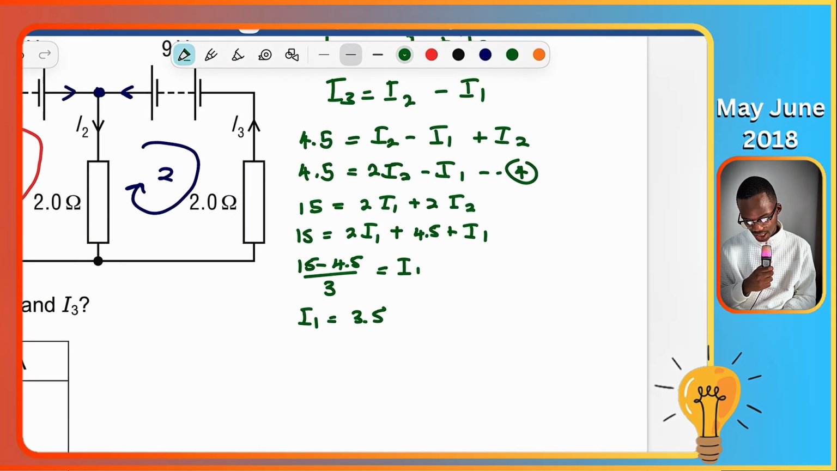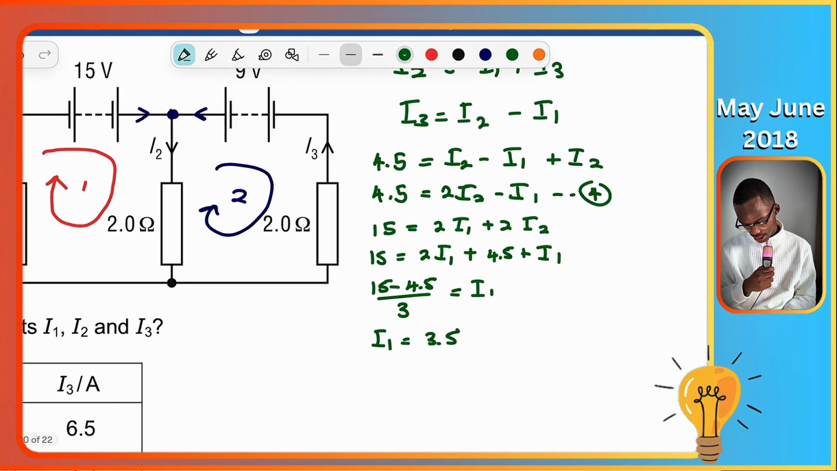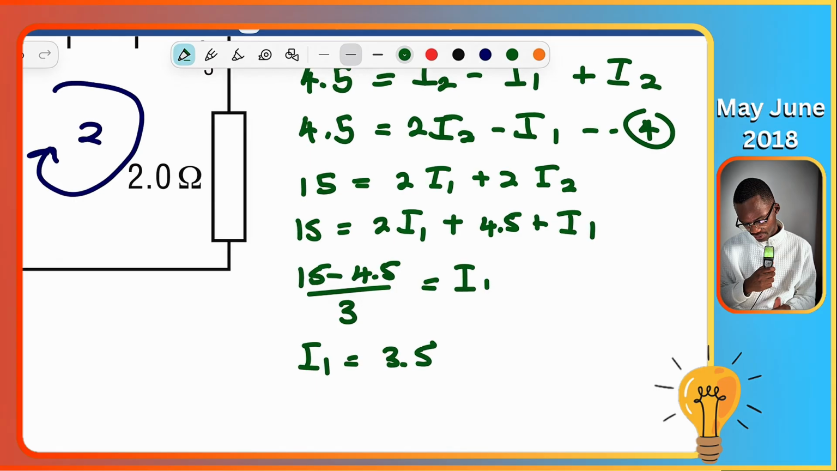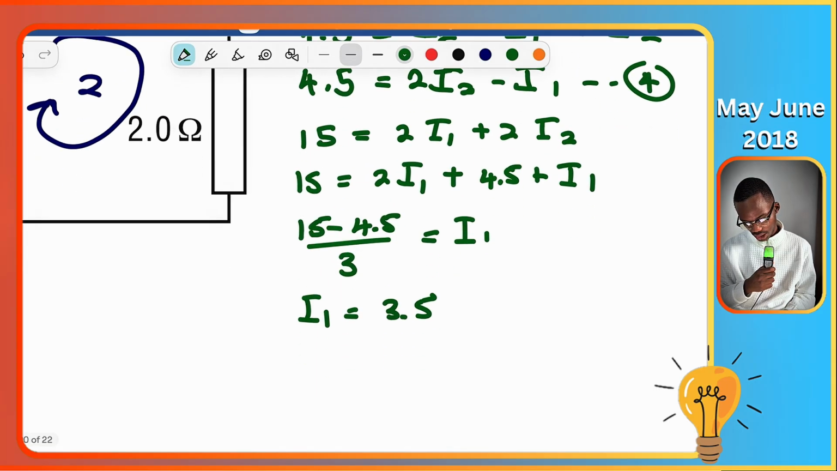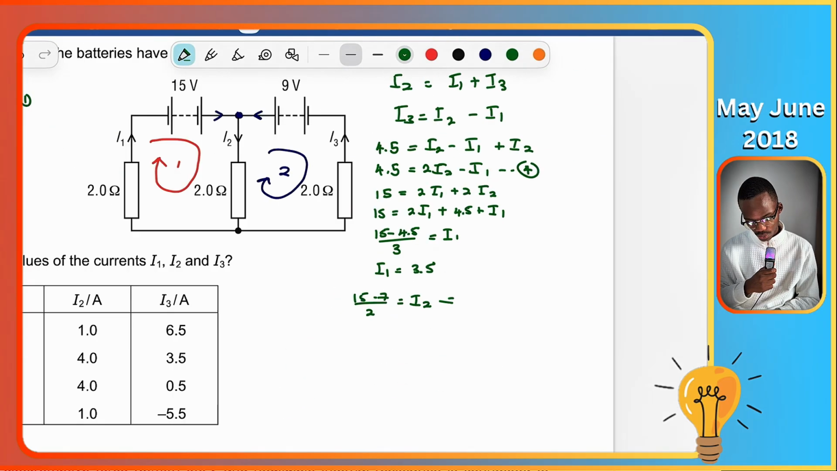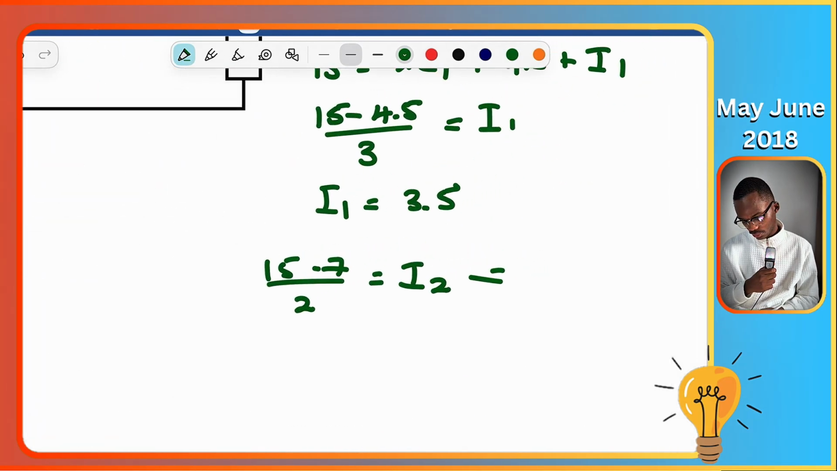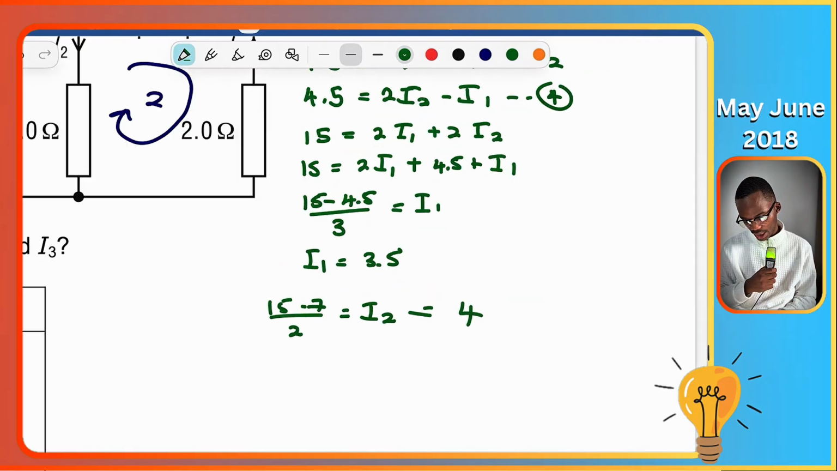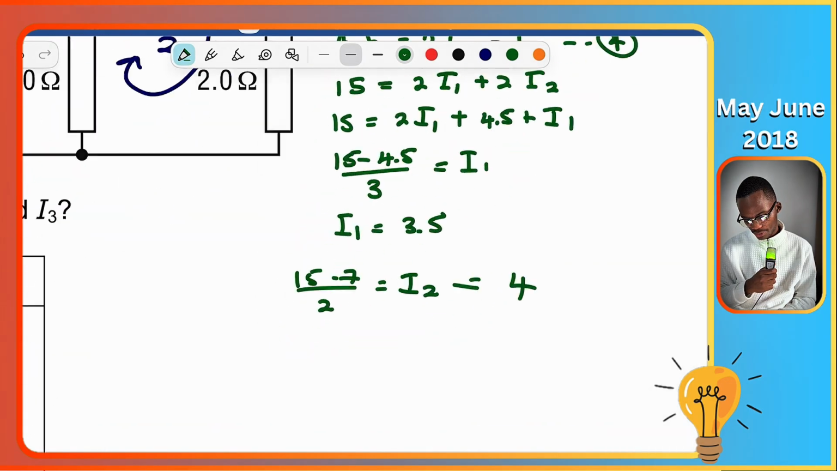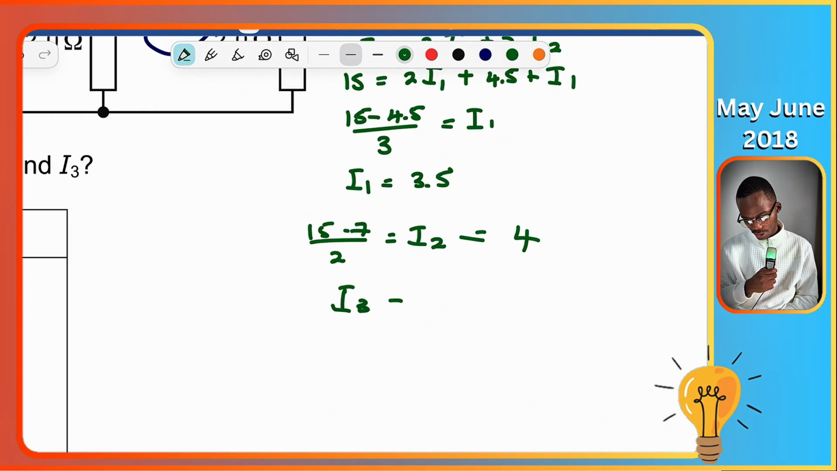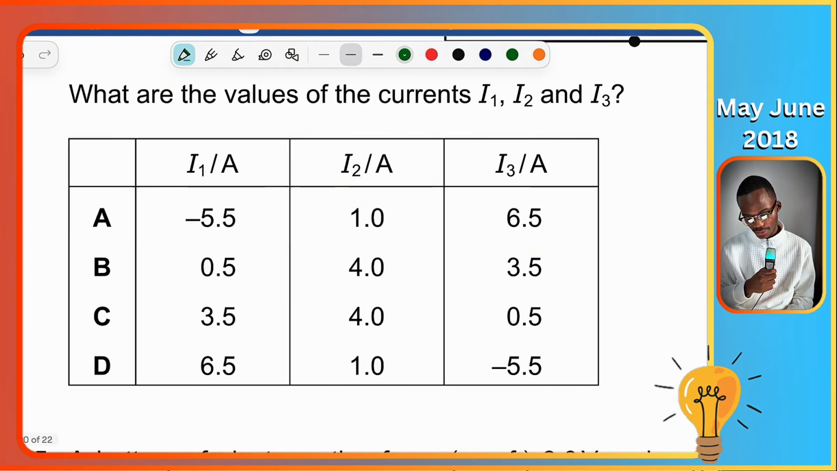Then if I1 is 3.5, I know that 15 is equal to that. So 15 minus 7 divided by 2 is going to be equal to I2. So I2 will be equal to 4. Then I3 is 4 minus 3.5, so I3 will be equal to 0.5. So the correct answer is going to be C.